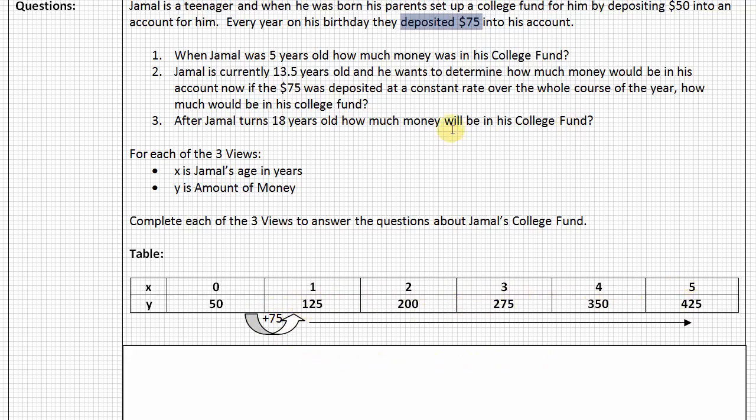And so it would be easy to answer this first question. When Jamal was 5 years old, how much money was in his college fund? Well, in 5 years, he's going to have $425.